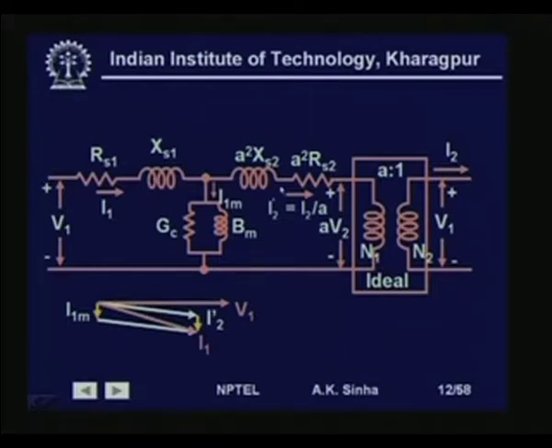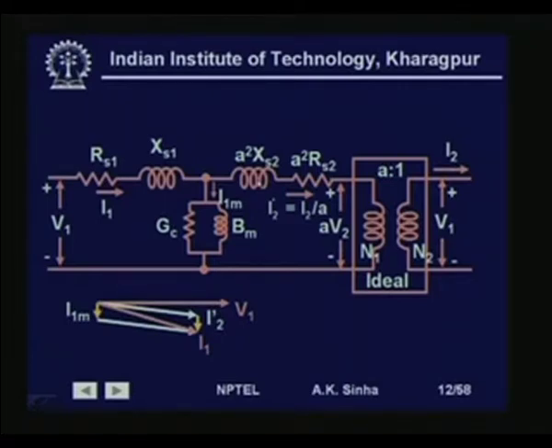Now, once we have a model like this, we have resistance and leakage reactance, we have the core which is having core losses, and the leakage and the excitation current for building up the flux. Then we have the winding resistance and the leakage reactance for the secondary winding. So, this is the model that we have.